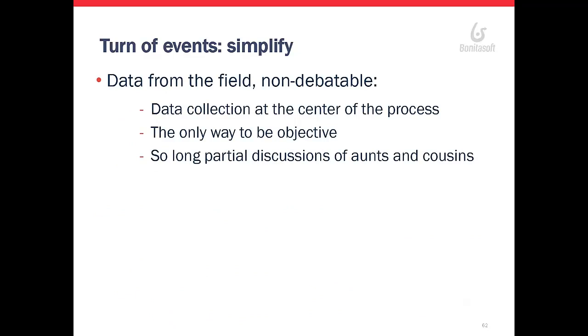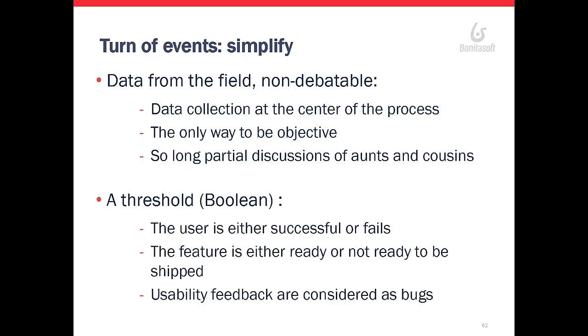We need data from the field so that we don't debate. The data collection is at the center of the process. The only way to be objective is to have data. And so long to partial discussions of aunts and cousins. Yeah, my aunt would do this, but my cousin would do that, so I think we should really do this. We don't know until we have seen that happen with real users testing the first iteration of the feature.